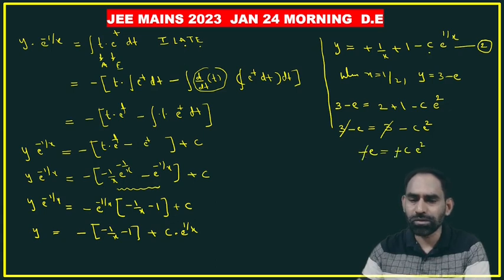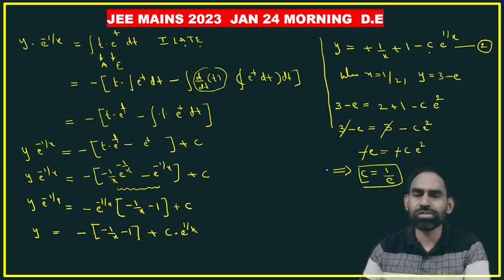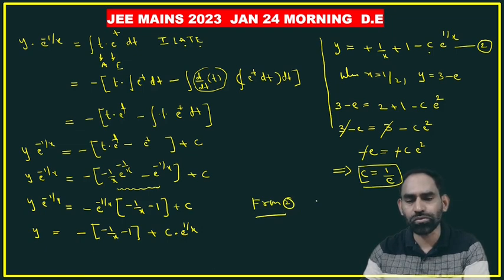Now c equals to e by e square. That implies 1 by e. This is c value. Now substitute c value in equation number 2, you will get general solution. So from equation number 2, y equals to 1 by x plus 1 minus c value is 1 by e into e power 1 by x.